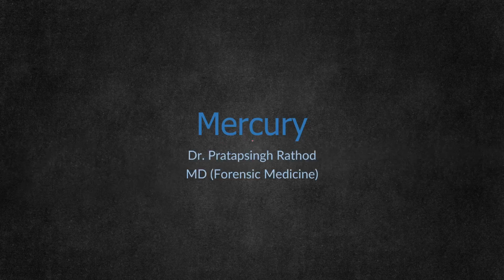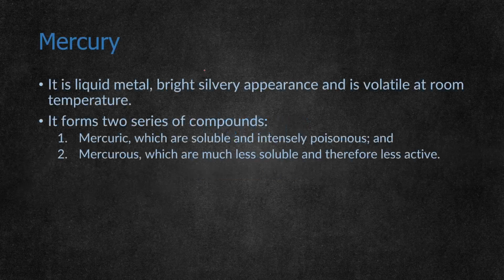In today's video, we will continue with metallic poisons and discuss mercury. As we all know, mercury occurs as a liquid metal which is available in thermometers. It has a bright silvery appearance and is volatile at room temperature. It forms two series of compounds: mercuric, which are soluble and intensely poisonous, and mercurous, which are much less soluble and therefore less active.